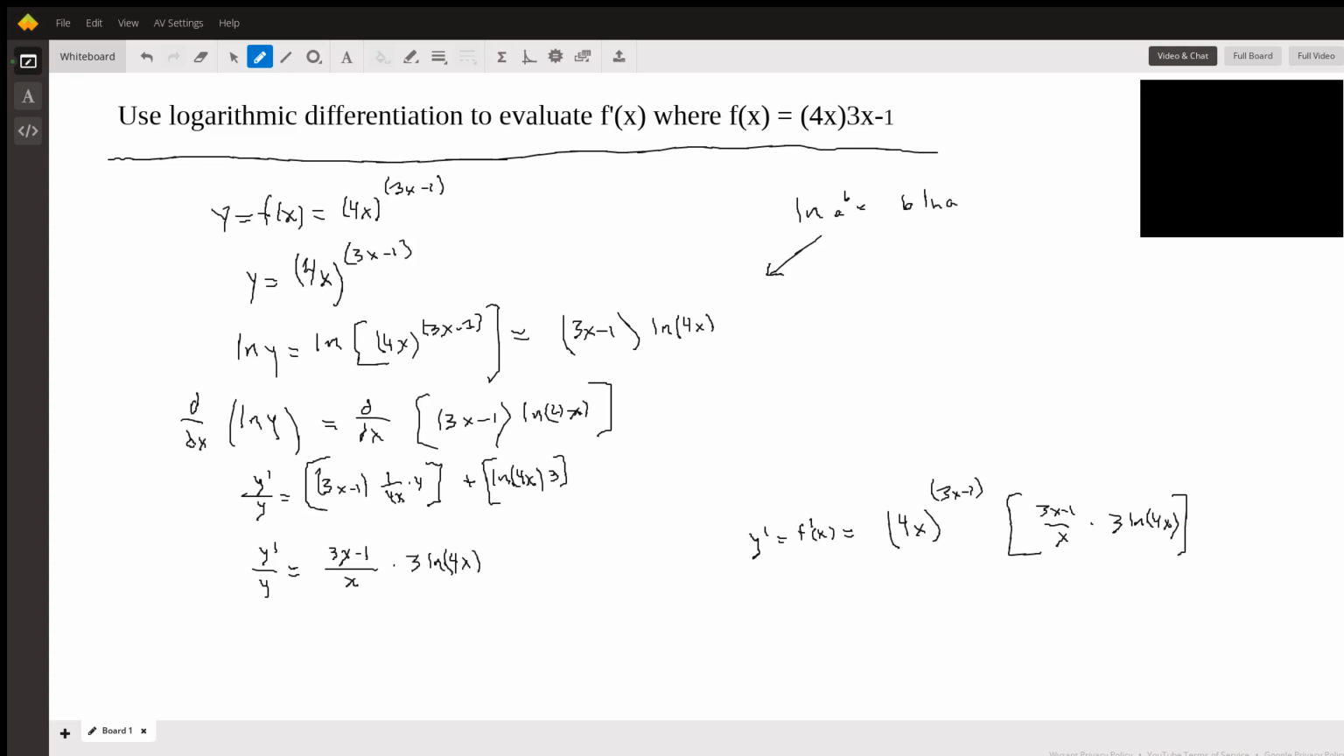Okay, so that's it. It's a very clever way of dealing with powers. It's also a very clever way of dealing with fractions. You can use the quotient rule, but this is another way of dealing with complicated quotients. So it's just clever.